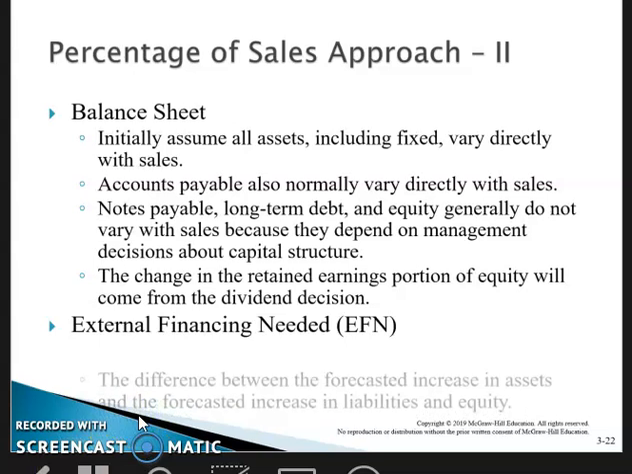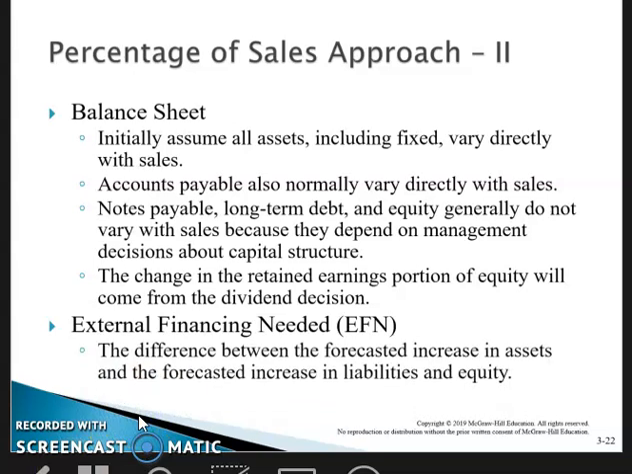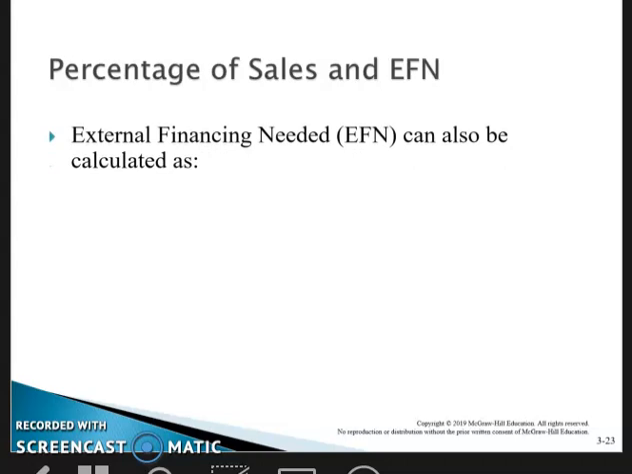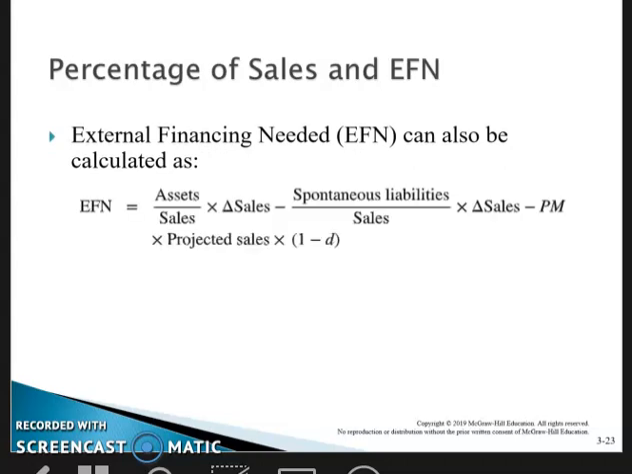External financing needed is the difference between the forecasted increase in assets and the forecasted increases in liabilities and equity. External financing needed can be calculated as follows. Not sure if I corrected this in this slide. There's an error. This formula wasn't included, but this long formula is used to calculate the external financing needed.